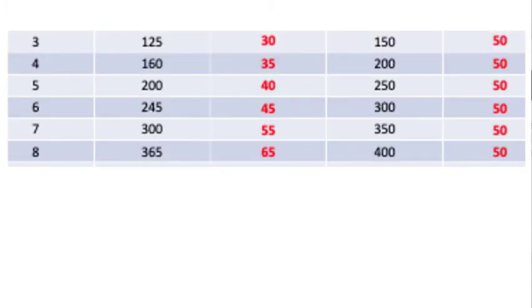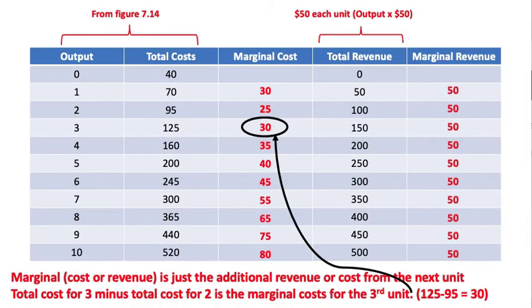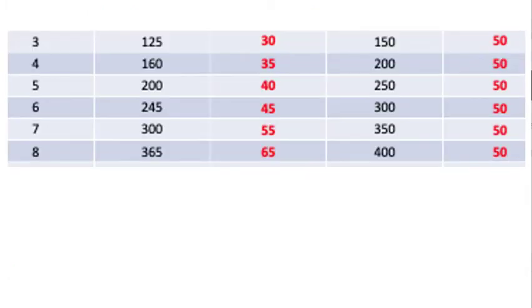Going on, if you look at our scenario here, I've just expanded the output from the third to the 7th or 8th unit, the costs and the revenues. You see output on the left-hand side all the way to marginal revenue on the right-hand side, and this is just a magnification of that excerpt.